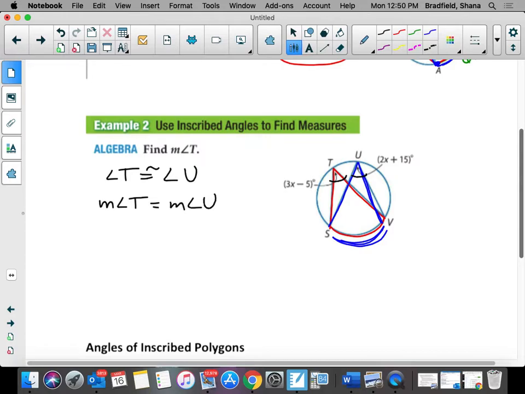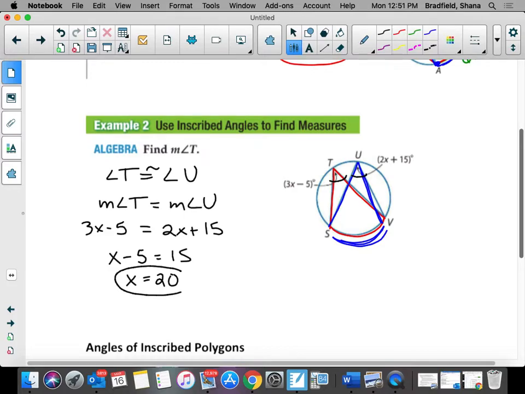And so I can substitute the expressions that represent those. I have 3x minus 5 for angle T is equal to 2x plus 15. And I'm going to solve for x. If I subtract 2x, I get x minus 5 equals 15. I'm going to add 5 and get 20. So I get x is equal to 20.